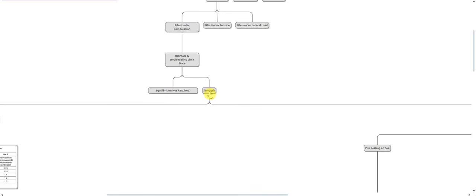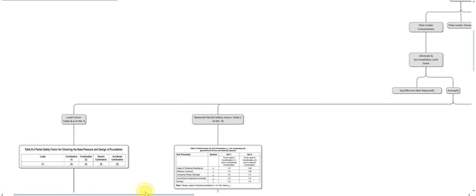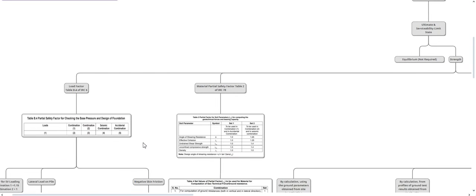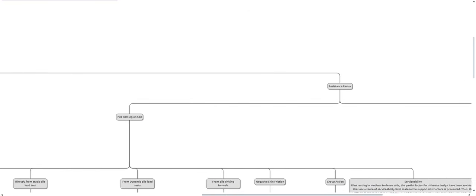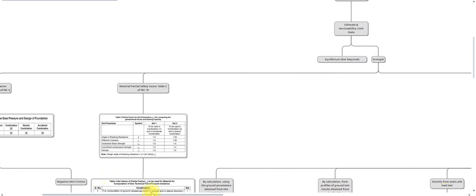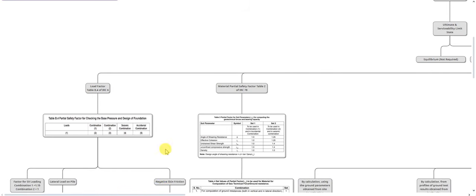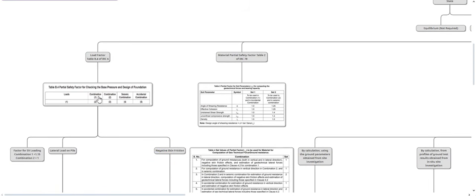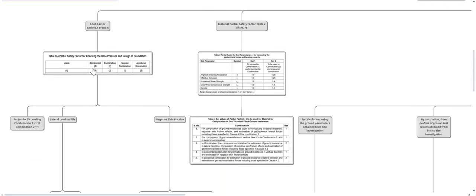So moving on to the strength part. In strength, there are three factors. One is the load factor, second is the material factor, and third one is the resistance factor. This is very similar to what we had before. For the load factor, IRC 78 refers to table B4 of IRC 6. You need to follow the load factors given in IRC 6. So there are four combinations: combination 1, combination 2, seismic combination and accidental combination.